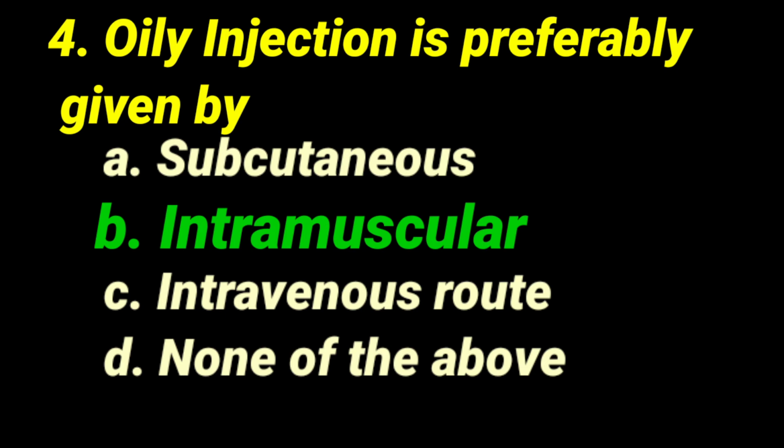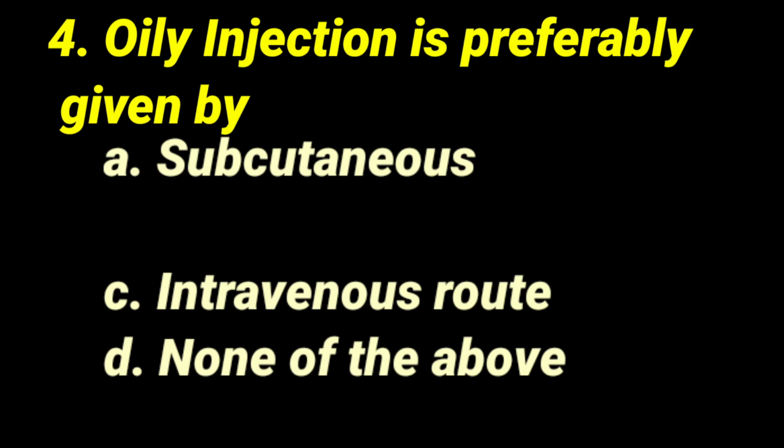Then the intramuscular route, it is the oil injection route. Why will the oil injection be given by the IM route? Because the drug will be much more soluble in oil than in water. So that's why this route is preferred. The drug will be much more soluble in oil compared to water. That's why the IM route is preferred for oil injection.